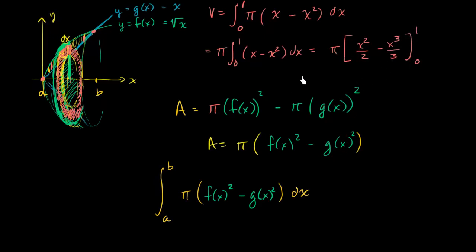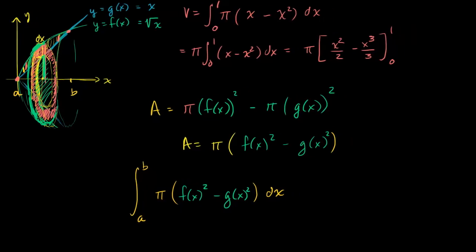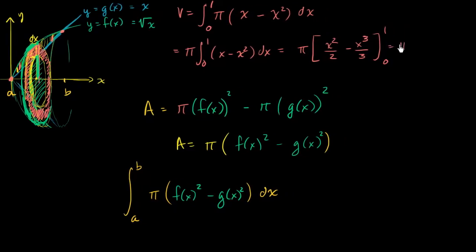So this is going to be equal to, I'm running out of my real estate a little bit, let me scroll over to the right a little bit. This is going to be equal to pi times, well, when you evaluate this whole thing at 1, you get 1/2 minus 1/3, and then you subtract it evaluated at 0, but that's just going to be 0. 0 squared over 2 minus 0 to the third power over 3, that's just all going to be 0. So when you subtract out 0, you're just left with this expression. What's 1/2 minus 1/3? Well, that's 1/6. And so we are left with pi over 6, which is the exact same thing that we got in the last video.